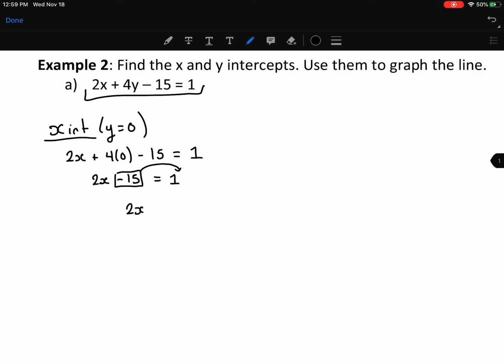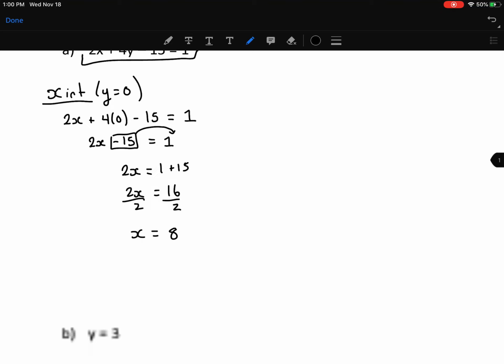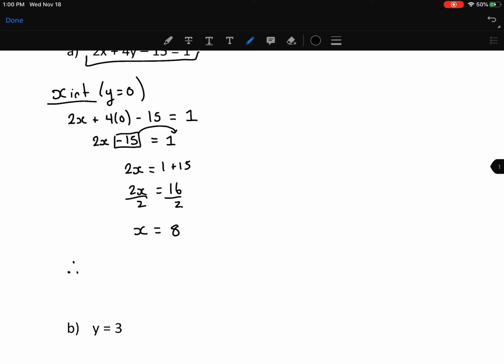Well, I'll take that negative 15. We want all the numbers on the same side. We'll move it to the right, which will be 2x is equal to 1 plus 15, or just 16. And then we'll divide both sides by 2 and get x is equal to 8.